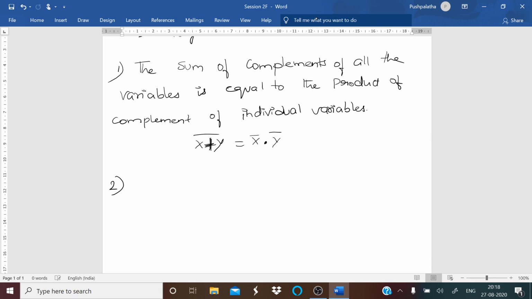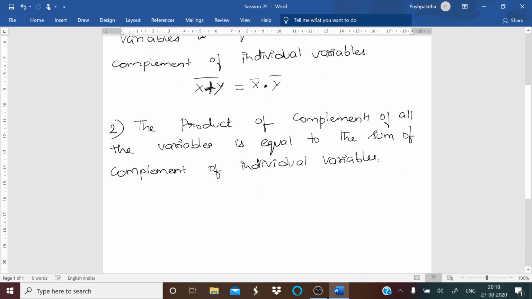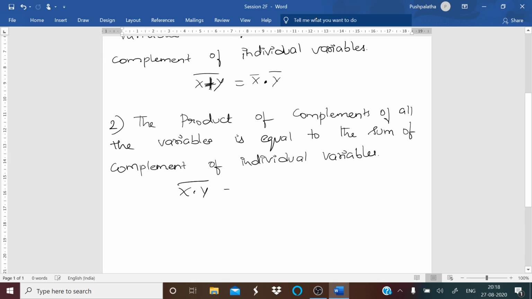In a similar way, you have the second statement, that is the product of complement of all the variables is equal to the sum of complement of individual variables. In the form of an expression, it is x into y the whole bar equals x bar plus y bar.